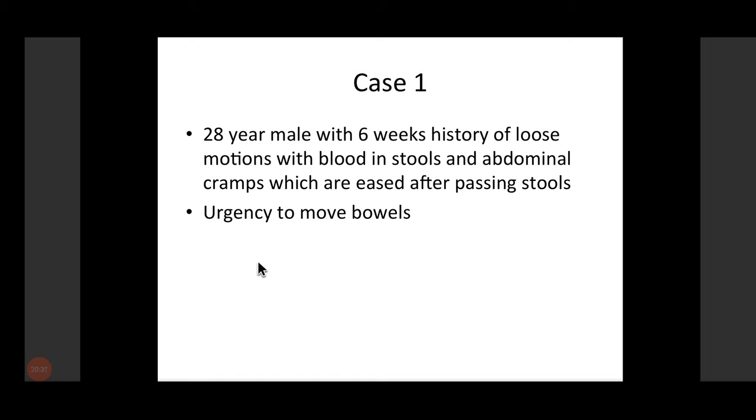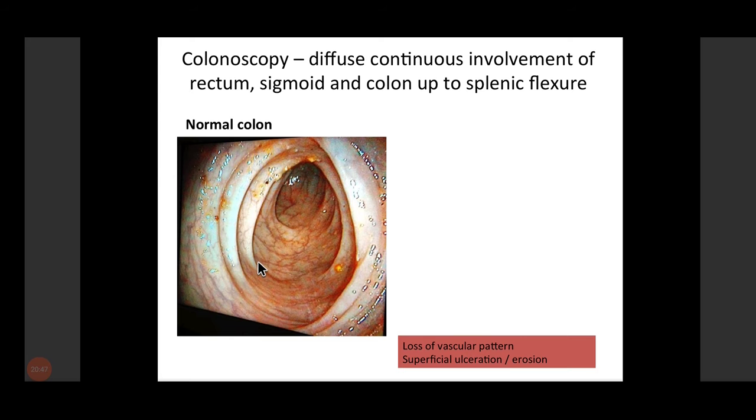Now, let's look at some cases. This is a 28-year-old male with 6 weeks history of loose motions with blood in stools. This is the typical presentation of ulcerative colitis. And abdominal cramps, which ease after passing stools, and urgency to move the bowel. Now, here is a colonoscopy with diffuse continuous involvement of the rectum, sigmoid and colon up to the splenic flexure.